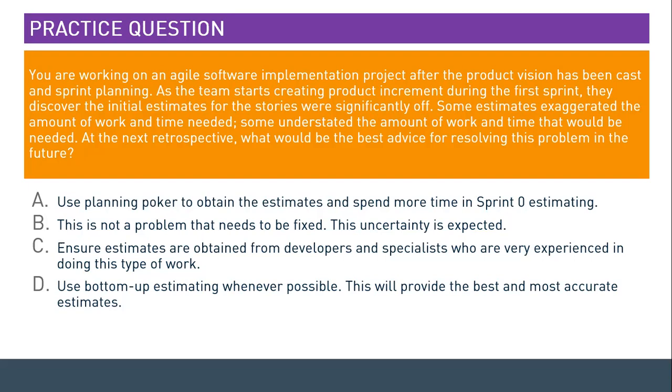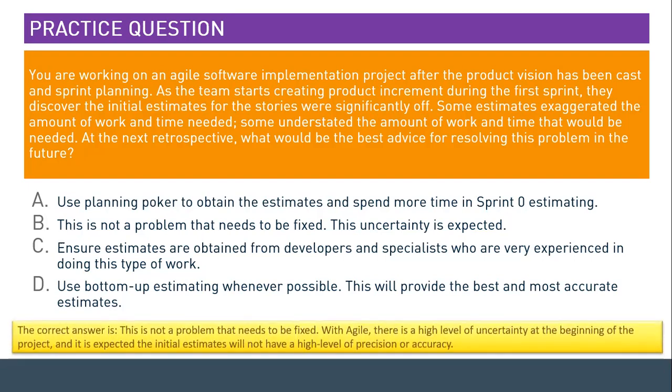If you need more time, hit the pause button. I'm going to reveal the answer. In 5, 4, 3, 2, and 1. All right. The answer to this is not a problem that needs to be fixed. Why? Because with Agile, there's a high level of uncertainty at the beginning of the project, and it is expected the initial estimates will not have a high level of precision or accuracy.